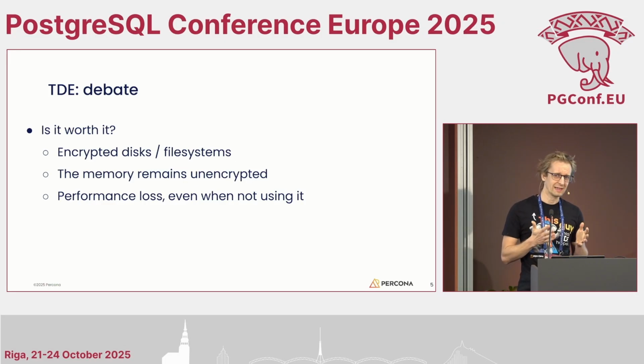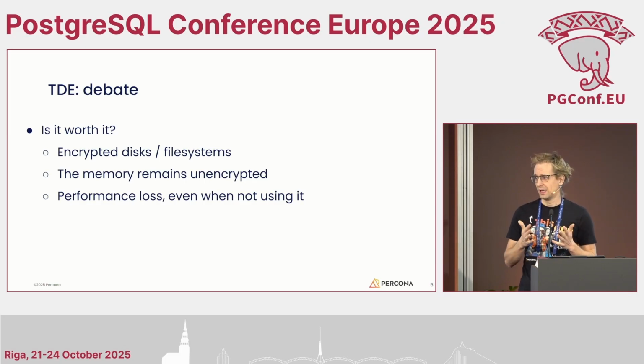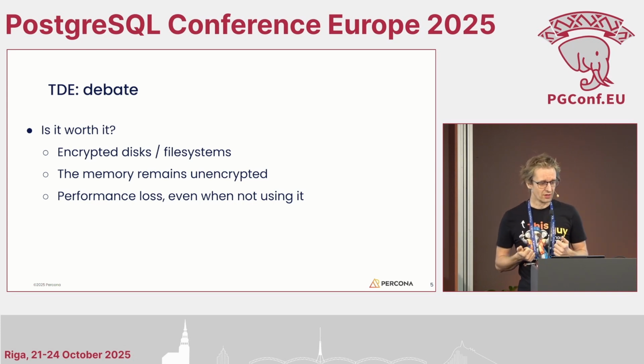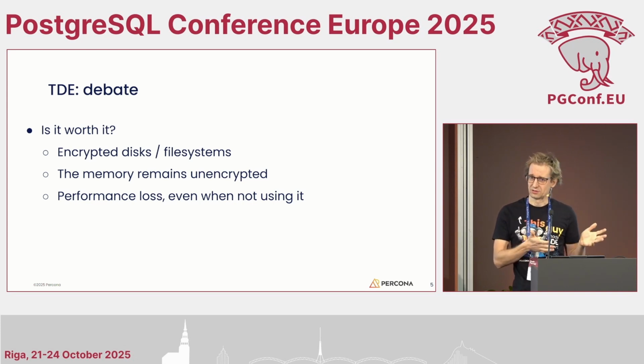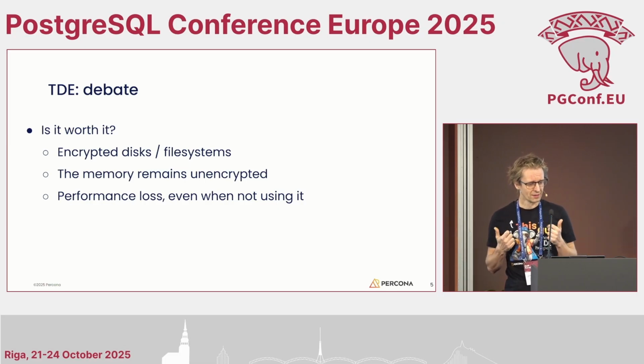Because we already have encryption at many levels. Like we have application level encryption. Postgres already has several libraries and possibilities to do this. We have disk level encryption on file systems. Linux and Windows both support this.